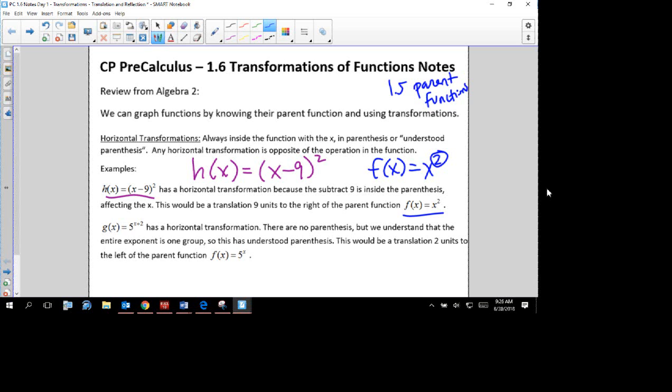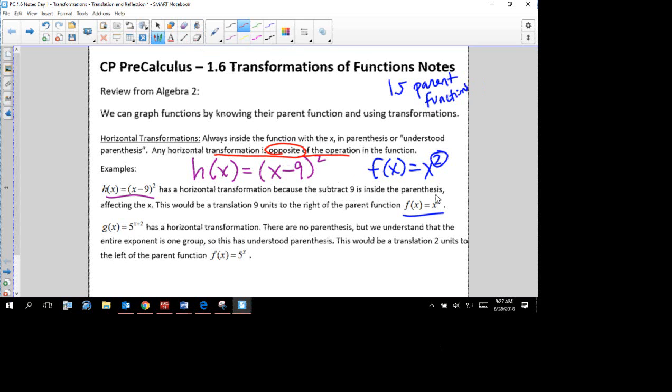I'm making one up real fast here. If it said x squared minus 9, this would not be horizontal because the minus 9 is on the outside of the square. Like you square the x, then take away 9. So that was vertical.